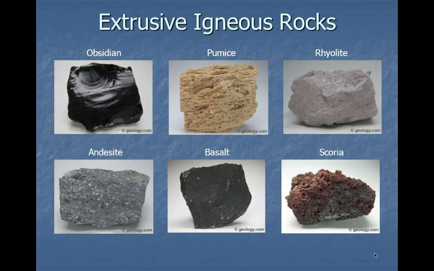And here are just some other rocks showing you. All of these are extrusive igneous rocks. Every one of them is formed from magma or lava that has cooled and hardened, and it has done so on Earth's surface.